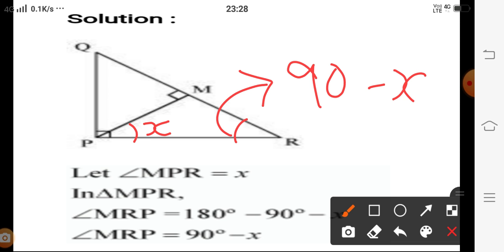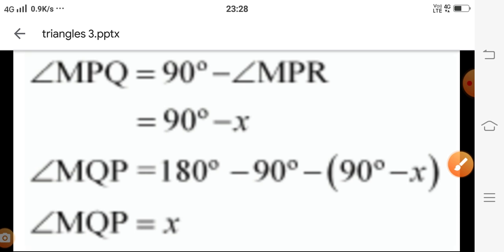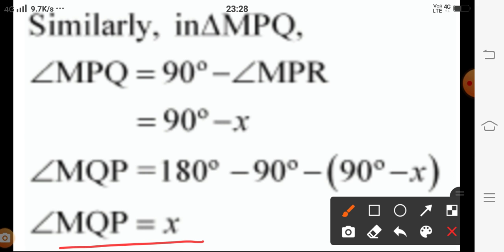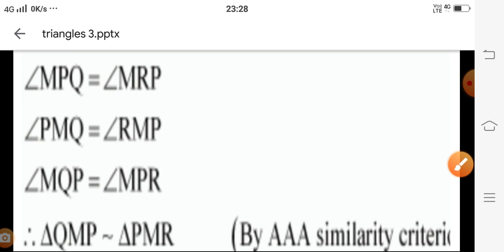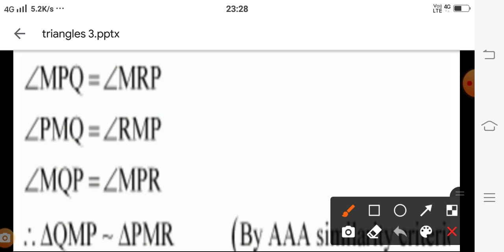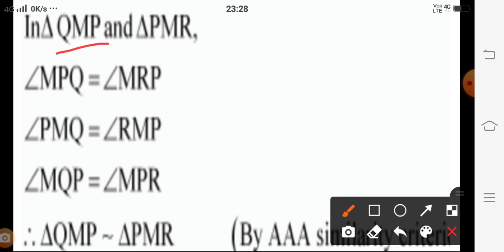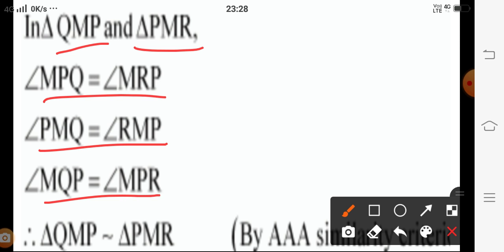And if this angle is 90 minus X and this complete angle is 90, then this angle we are getting X. Angle MQP we are getting as X by using angle sum property of triangle. And if you are observing these two triangles, triangle QMP and triangle PMR, then these angles are equal. And if these corresponding angles are equal, we are able to write these two triangles similar.